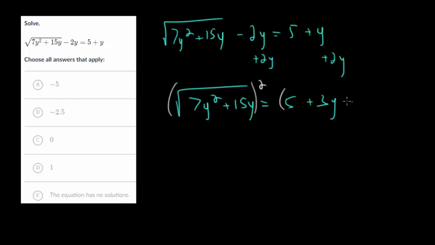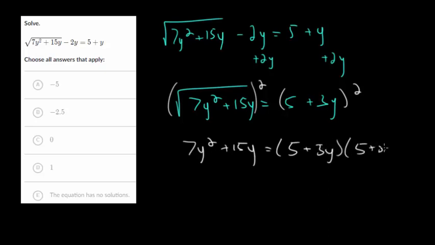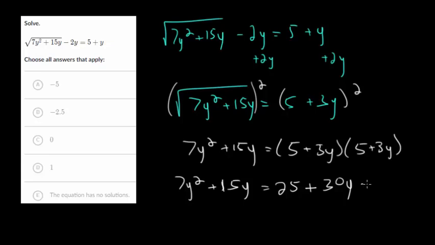And we know squaring the square root will cancel it out. So we get 7y squared plus 15y. And over here, I'll rewrite it as this expression, this binomial. We'll rewrite it twice so that we're squaring it. And after rewriting the left-hand side, we can multiply out the right. 5 times 5 is 25. 5 times 3y is 15y, but we do that twice. So 15y and 15y is really 30y. And then 3y and 3y multiplied together gives us 9y squared.